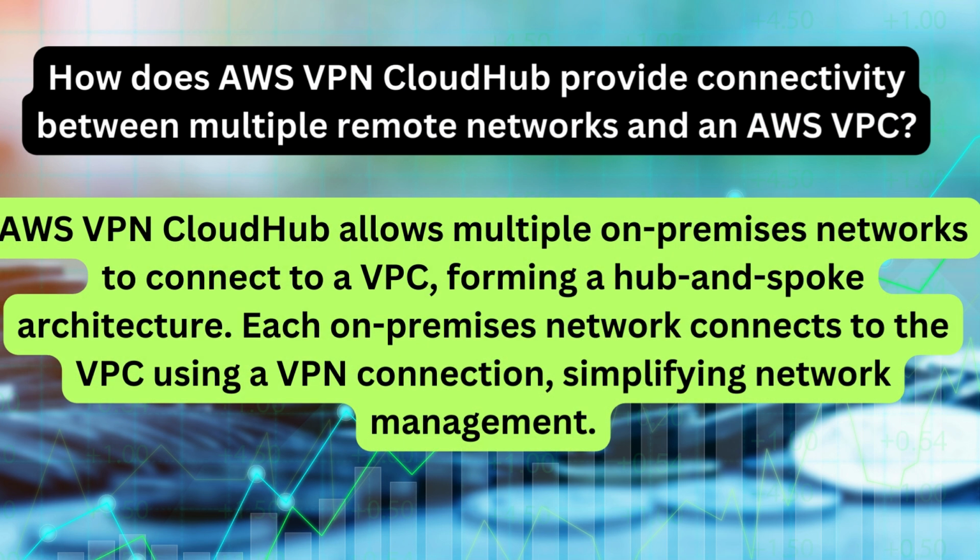How does AWS VPN CloudHub provide connectivity between multiple remote networks and an AWS VPC? AWS VPN CloudHub allows multiple on-premises networks to connect to a VPC, forming a hub-and-spoke architecture. Each on-premises network connects to the VPC using a VPN connection, simplifying network management.